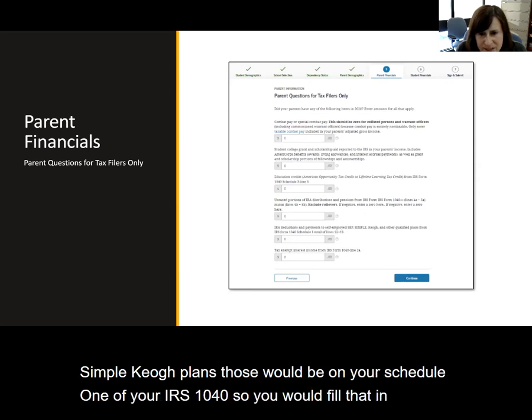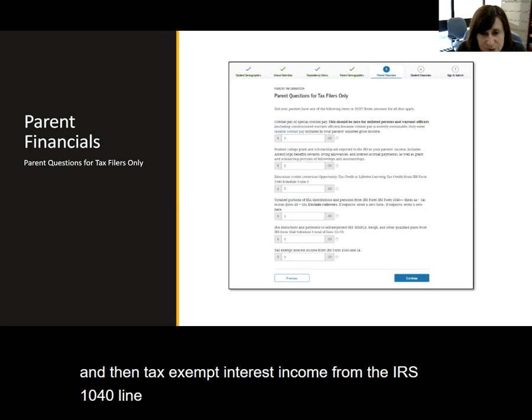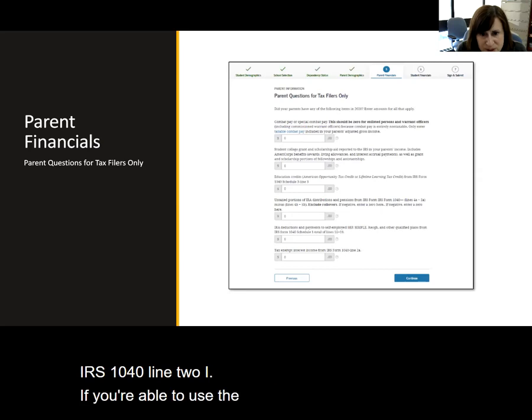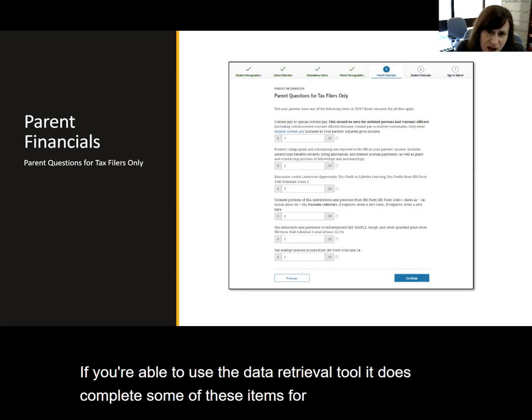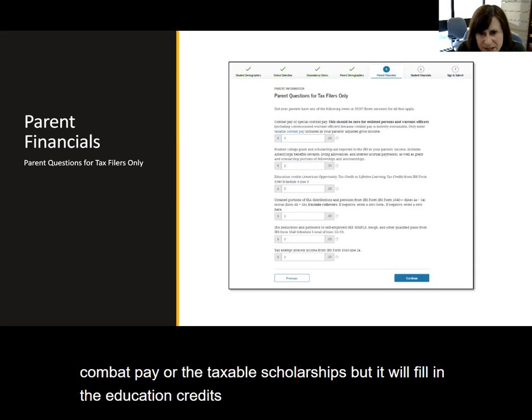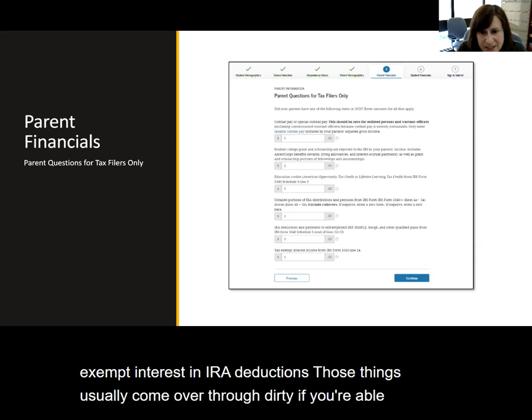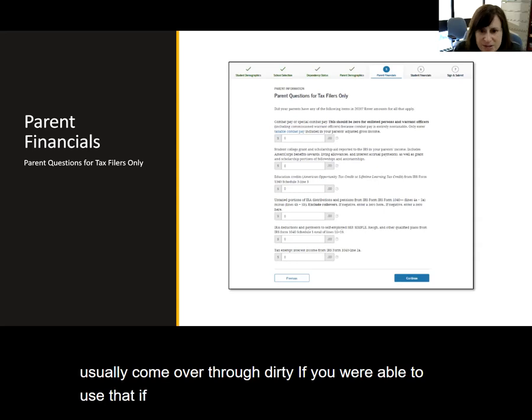And then tax exempt interest income from the IRS 1040 line 2A. If you're able to use the data retrieval tool, it does complete some of these items for you. It doesn't do the combat pay or the taxable scholarships, but it will fill in the education credits, untaxed IRA distributions, and tax exempt interest and IRA deductions. Those things usually come over through the DRT if you're able to use that. If not, look for them on your tax returns and fill them in here.